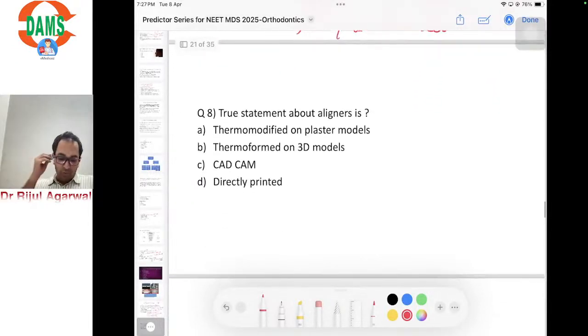Next question, true statement about aligners, another previous year question, and since this question came, a lot has changed until today. Okay: thermomodified on plaster models, thermoformed on 3D models, CAD/CAM, and directly printed. Okay, so I would like to have a brief discussion about aligners and aligner material with you.